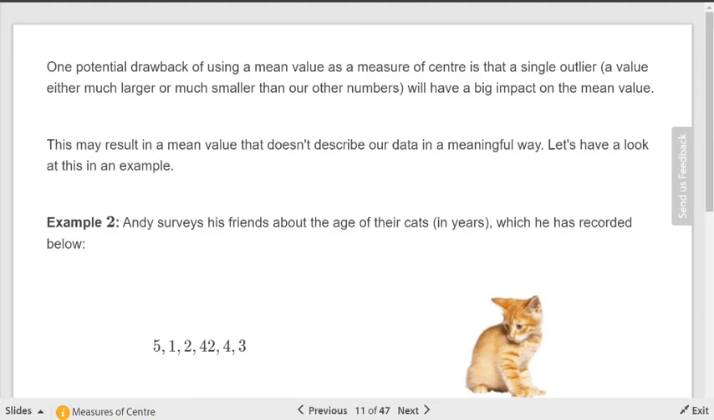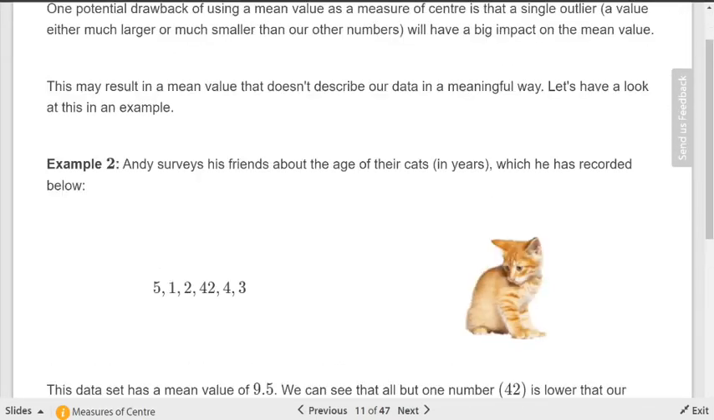Guys, come on. You can have a set of data where there's one number that's way different than the others, and that one piece of data can throw the mean way off. Look, for example, at this. They're talking about a survey of the ages of cats in years. The ages are 5, 1, 2, 42, 4, and 3. One of these things is not like the other, right? A 42-year-old cat.